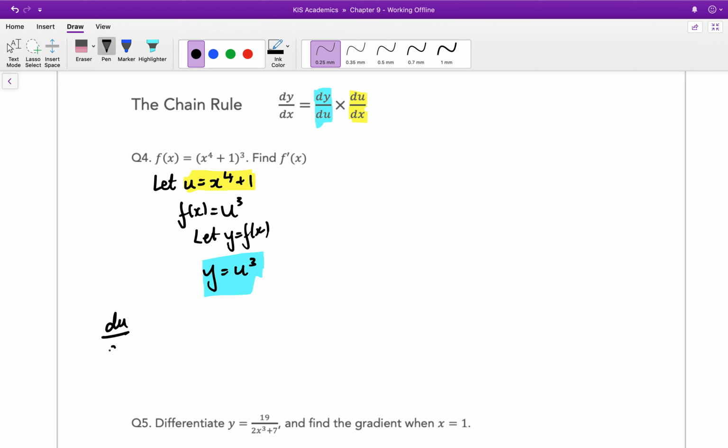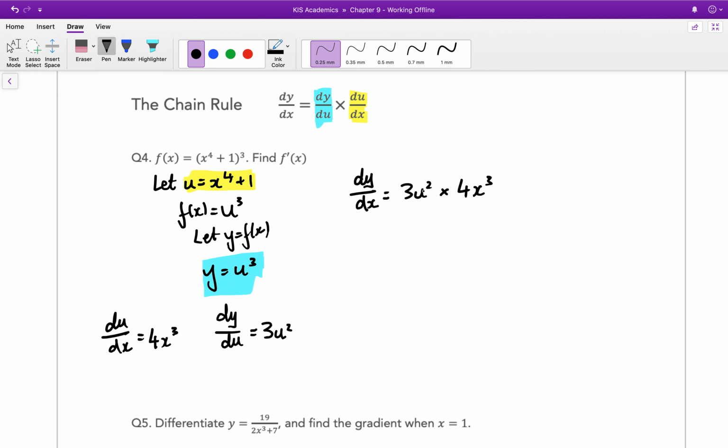So du/dx, differentiating u with respect to x, gives us 4x cubed, and then dy/du, differentiating y with respect to u, gives us 3u squared. So once we have du/dx and dy/du, then we can say that dy/dx is equal to 3u squared multiplied by du/dx, which is 4x cubed.